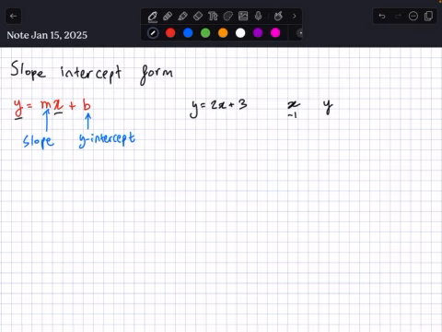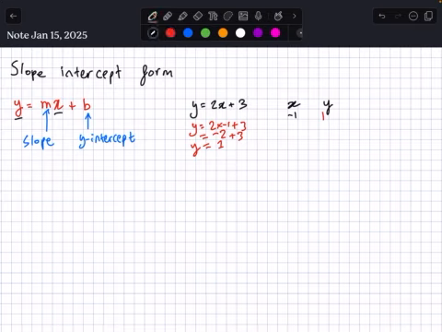So when x equals -1, what would y be? We could do this real quick. When x equals -1, we have 2 times -1 plus 3, which is equal to 2 times -1 is -2 plus 3, which is equal to 1. So we have y equals +1 when x equals -1.